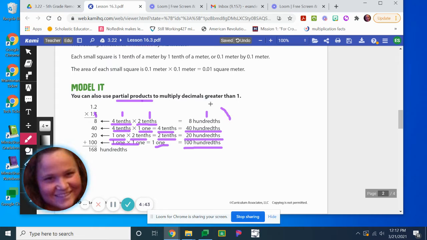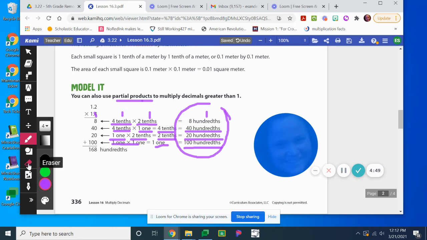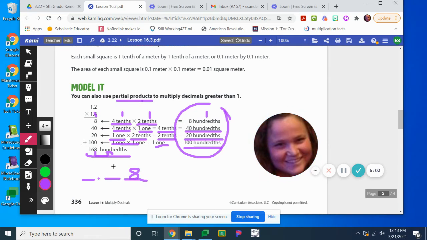So they added all of these up, and they got 168 hundredths. And if we want to put that in decimal form, the 8 is landing on the hundredths. So if we put our decimal here, if the 8 lands on the hundredths, that means our answer is 1.68.